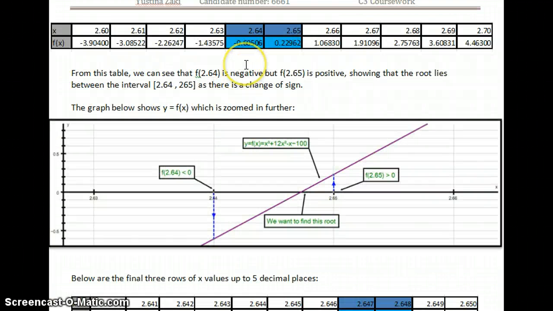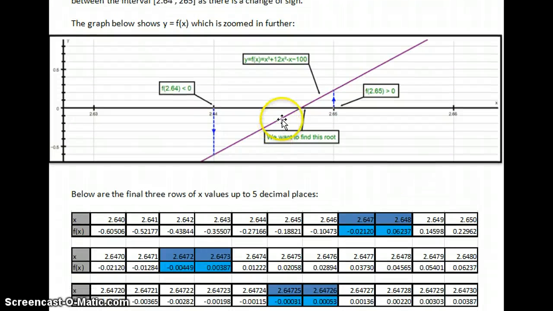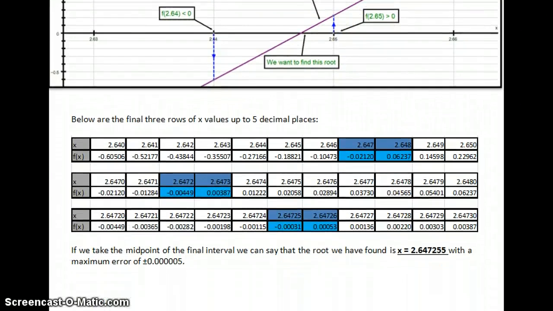The same method is used as before. We use Excel to find out where the change of sign actually is. Here we can see that it's between 2.64 and 2.65 as it changes from minus 0.60506 to plus 0.22962. So the root lies between 2.64 and 2.65 as there is a change of sign. The graph below shows y equals f of x, which is also zoomed in further so that we can see whether it really does lie between these intervals. It lies between 2.64 and 2.65 as there is a change of sign, because it changes from negative here to positive here.